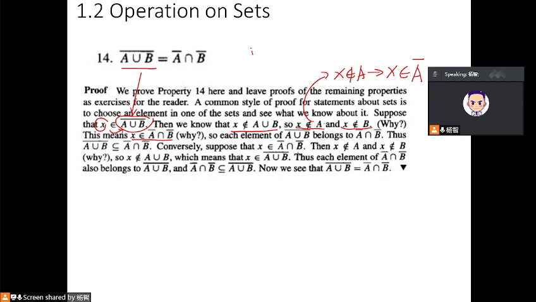Because what's the definition of the complement of A? It's all the elements that do not belong to A. So if elements do not belong to A, we can say these elements belong to the complement of A. Is that right? So, and we have known that x does not belong to B. So x belongs to the complement of B. Belongs to the complement of B.